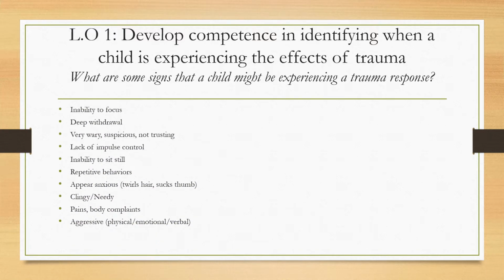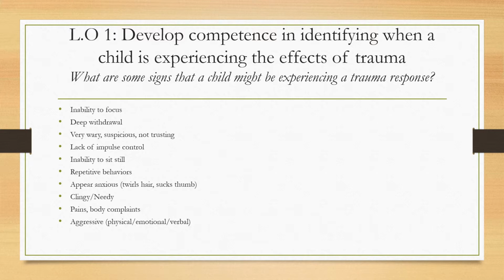So an inability to focus, so those with those attentional issues. Deep withdrawal, so that was the child that appears to be daydreaming a lot and in their own little world. Children who are very wary, suspicious, not trusting. Children who lack that executive functioning, so that impulse control. An inability to sit still. So some repetitive behaviours. So are they trying to regulate themselves? What are they doing there?